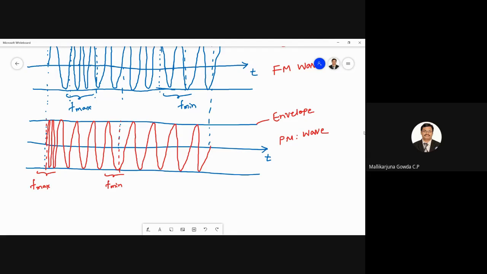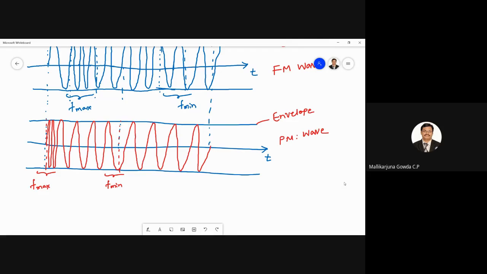In AM, it is very clear, right? The envelope of the modulated signal resembles the shape of the modulating signal, that is the message signal, right? But here, looking at the waveform of either FM or PM, you will not be able to visualize the message signal, what will be its shape and all. So that is why we say it is a non-linear modulation. AM and its variants are the linear modulation.